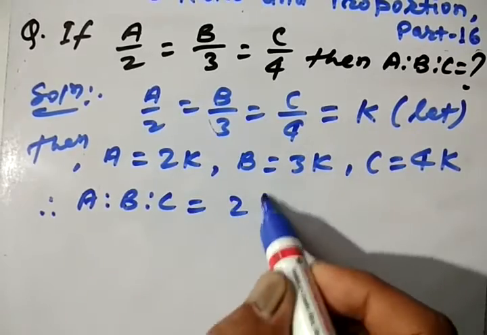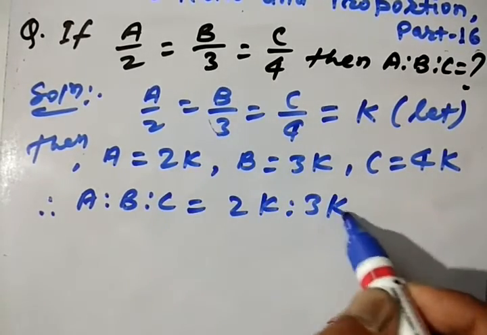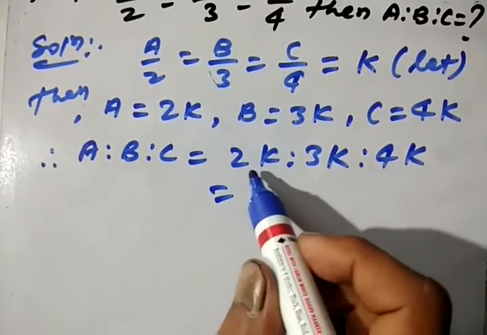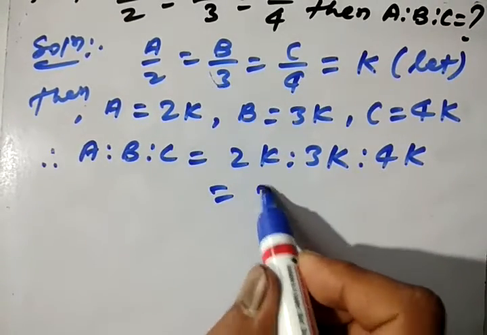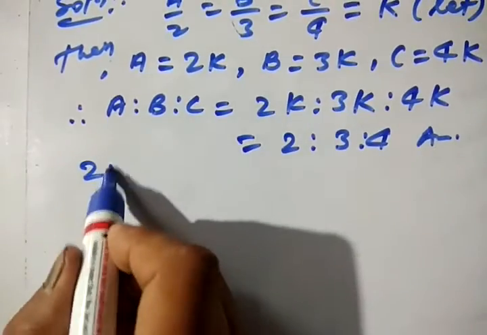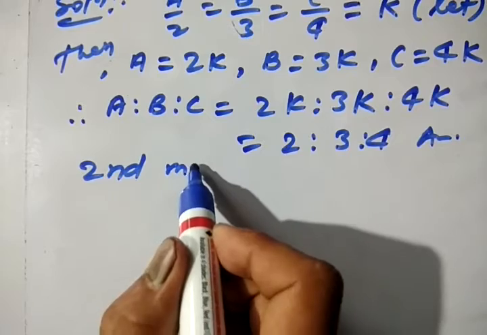Now a is to b is to c is equal to 2k is to 3k is to 4k. Now dividing these terms by k, we get 2 is to 3 is to 4 is the answer. Now second method, let's see the second method.